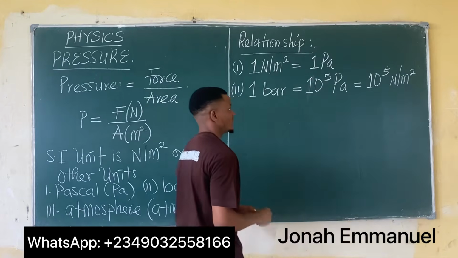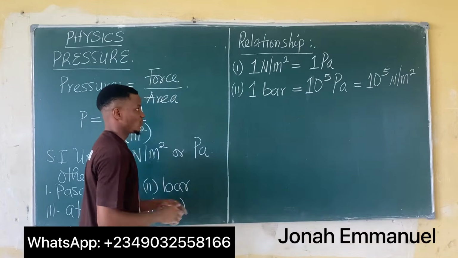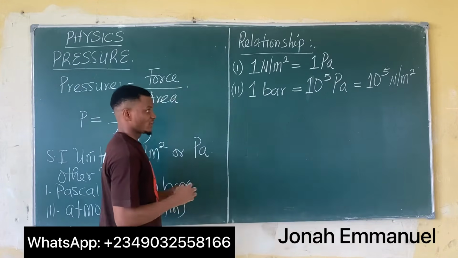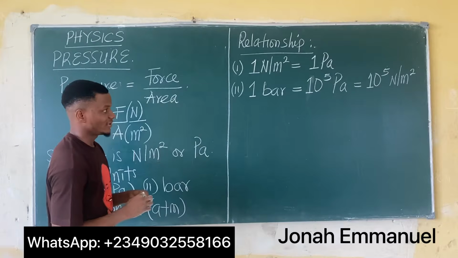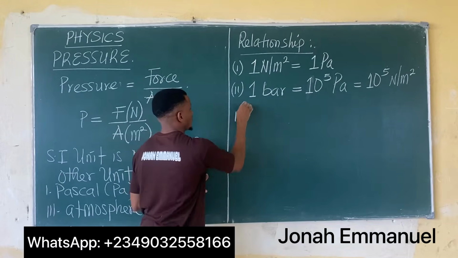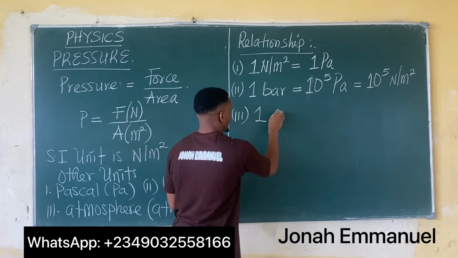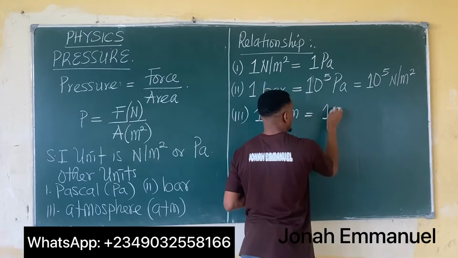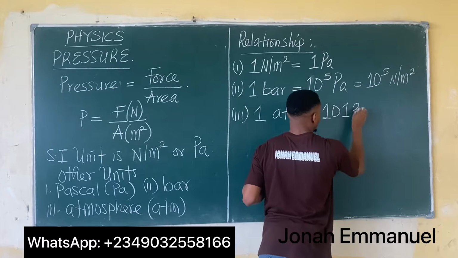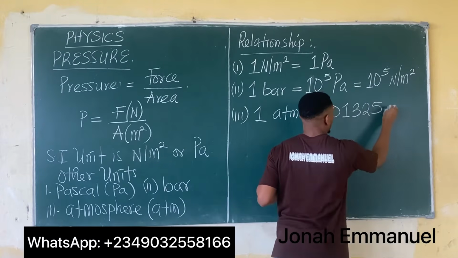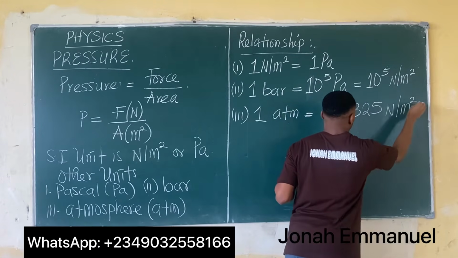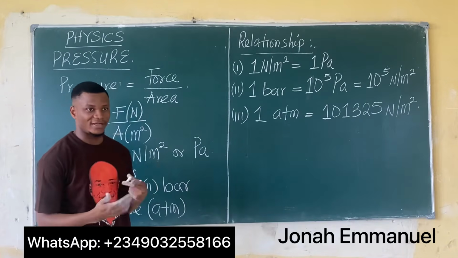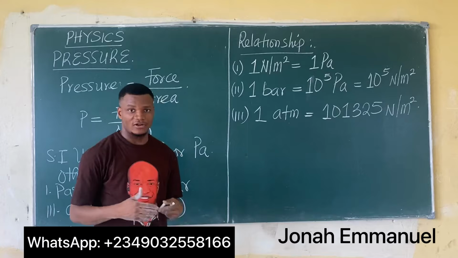Alright, so you have this. So this becomes the value of 1 bar. 1 bar is 10 to the power 5 Pascal. Of course, 10 to the power 5 Newton per meter squared. Number 3, we have that 1 atmosphere is equal to 101.325 Newton per meter squared. Alright, so these are the ways we convert the different units of pressure.